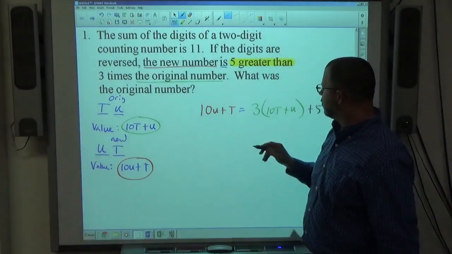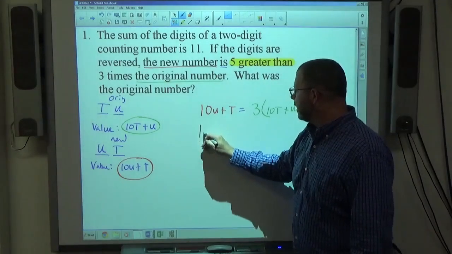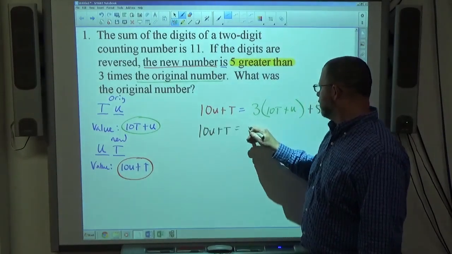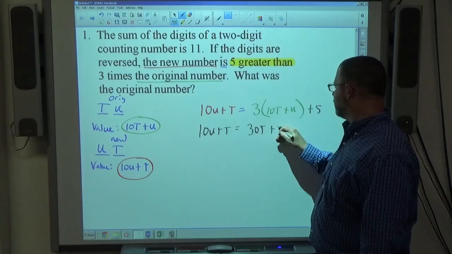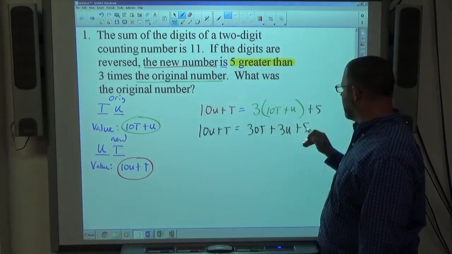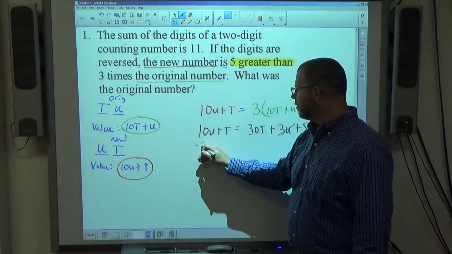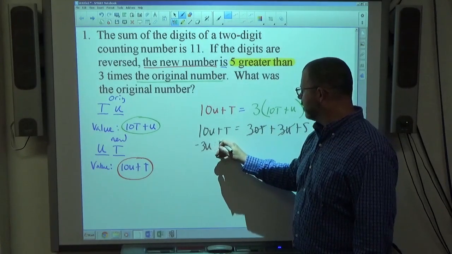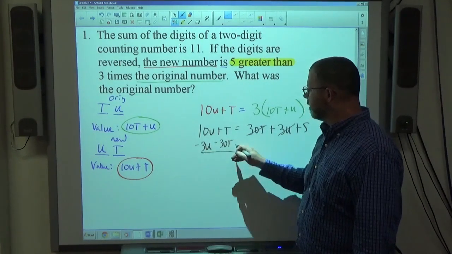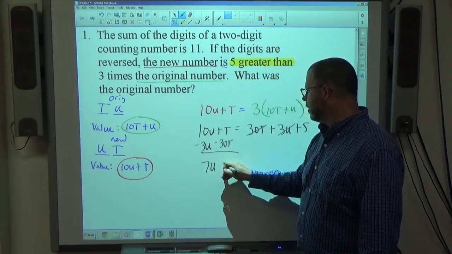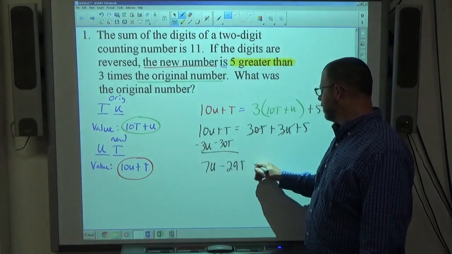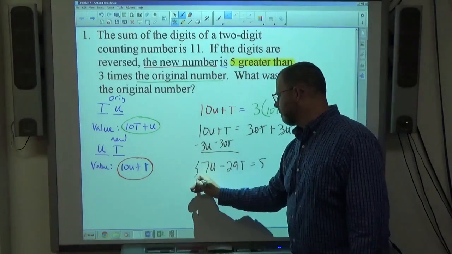If I simplify and distribute, I'm going to get 10u plus t is equal to 30t plus 3u plus 5. I'll move the 3u and the 30t left, making both of them negative. Now we have 7u minus 29t has to equal 5.